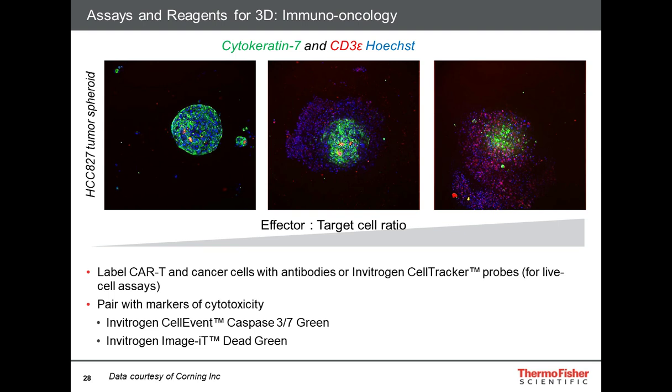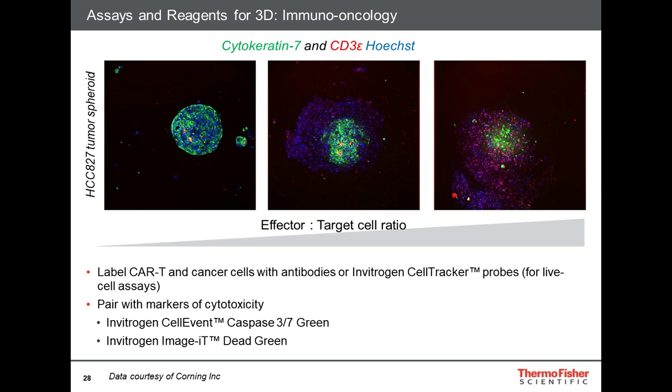On the left, we have no T cells. On the right, we have lots of T cells. And in the middle, we have a middle amount of T cells. These spheroids were fixed and permeabilized and labeled with antibodies against cytokeratin, reporting our tumor cells, and CD3 epsilon, reporting our CAR T cells, and of course, Hoechst for our nuclear counterstain. And we can see as we increase the number of T cells, we see this clear degradation of the three-dimensional structure of our spheroid as the spheroid cells are killed.